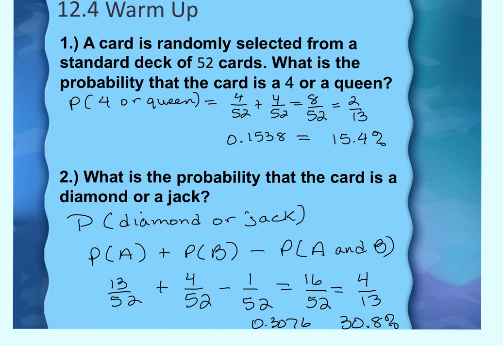If it was where we multiply, it would say 2 cards are randomly selected. What's the probability that it's a 4 and a queen? That's when we would multiply. This says 4 or the queen, so this is where we add.